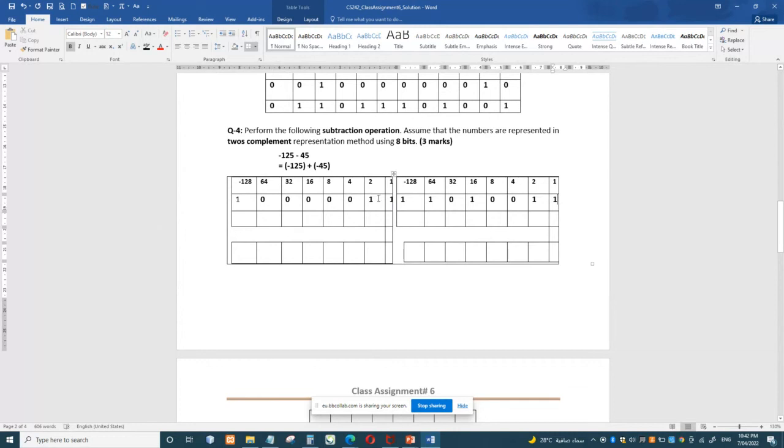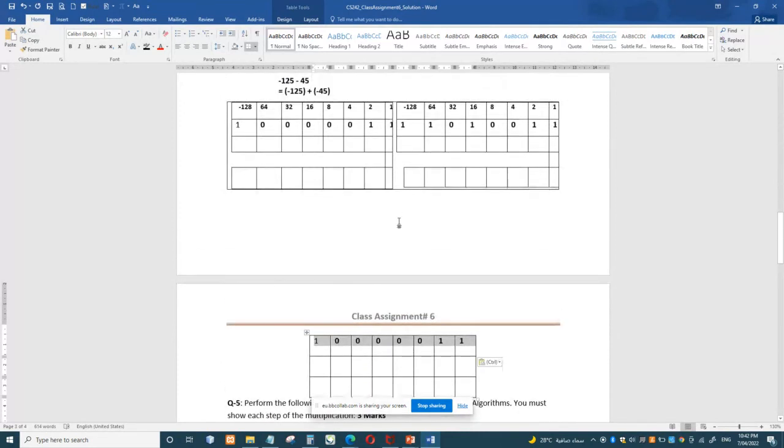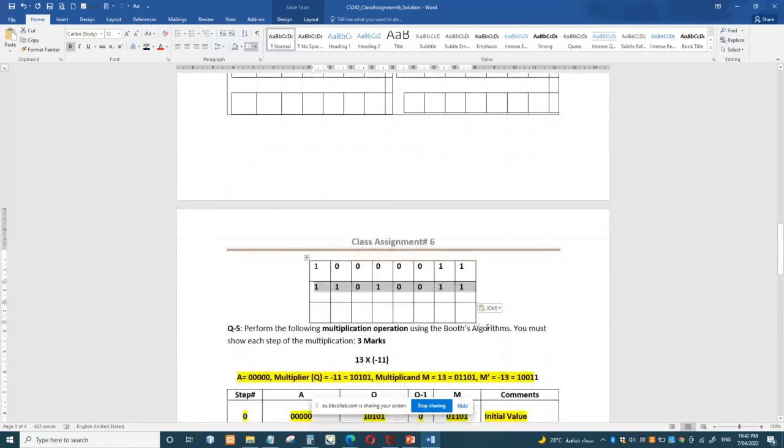This is minus 125. These two representations, I'm going to copy them here. This is minus 125 and this is minus 45. I'm copying them here, and now we are going to add them together.